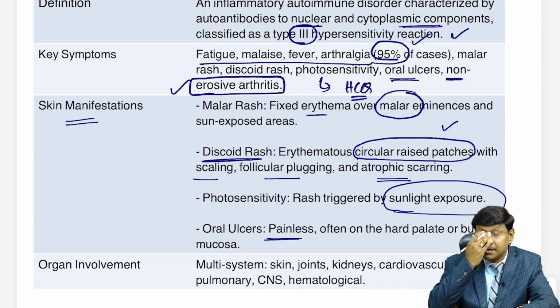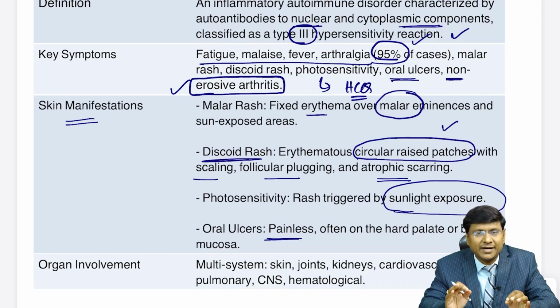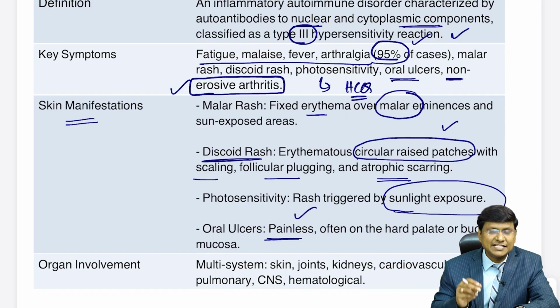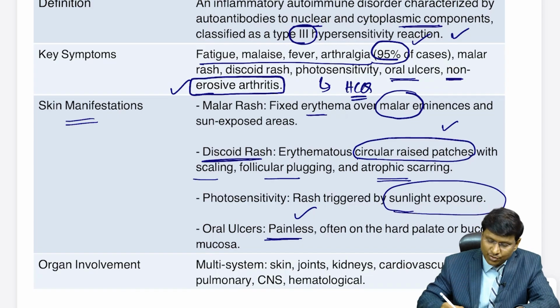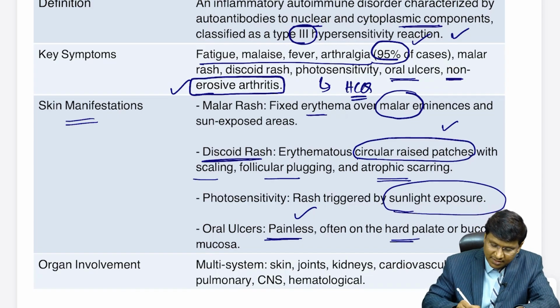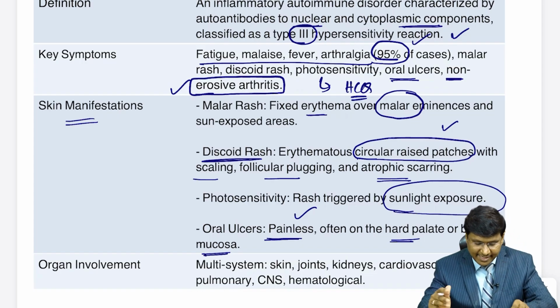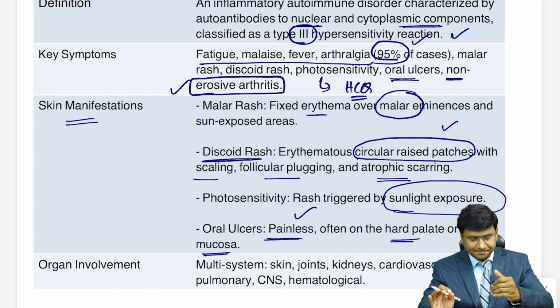The oral ulcers are painless. Very important, painless. But what is the condition where you have recurrent painful aphthous ulcers within the oral cavity? You will see that in Behçet's. In Behçet's it is a painful ulcer, whereas in SLE, the ulcers in the oral cavity are painless. These ulcers are mainly distributed over the hard palate as well as the buccal cavity.